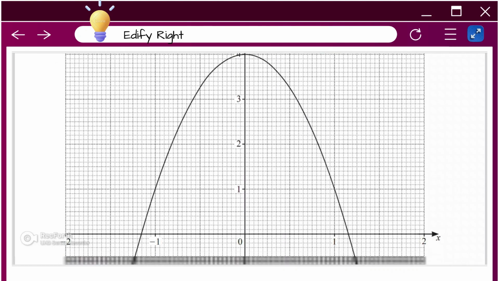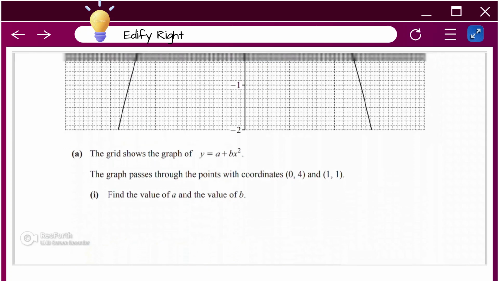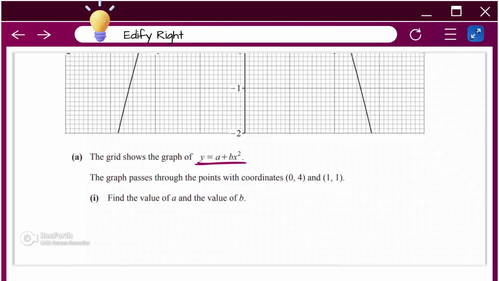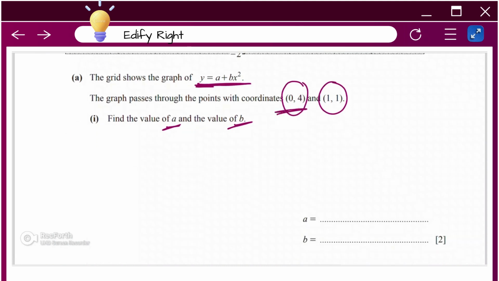So here we have a graph of a quadratic equation. Let's look at the question here. So the grid shows the graph of y equals a plus bx squared. The graph passes through the points with coordinates (0, 4) and (1, 1). Find the values of a and b. Alright, this is pretty straightforward. We're given 2 points over here. So let's substitute these 2 points into the equation and try to find out what a and b are.